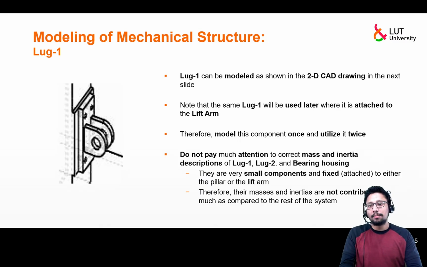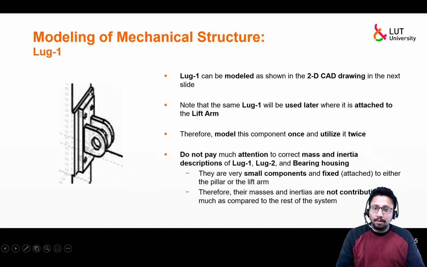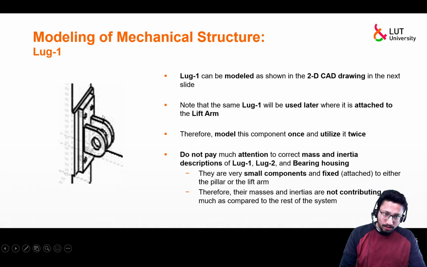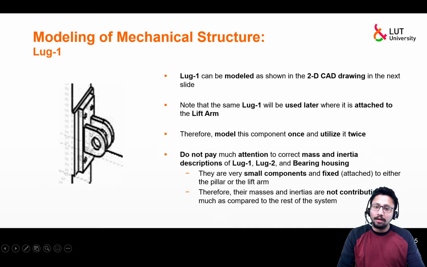Then coming to lug 1. Again, lug 1 can be modeled using the dimensions given in the 2D CAD drawing, which is in the next slide. And note that this same lug 1 will be used later. At this point of time, lug 1 is connected to the pillar. The similar lug 1, if you rotate it, you can also attach it to the lift arm. I will explain that later.